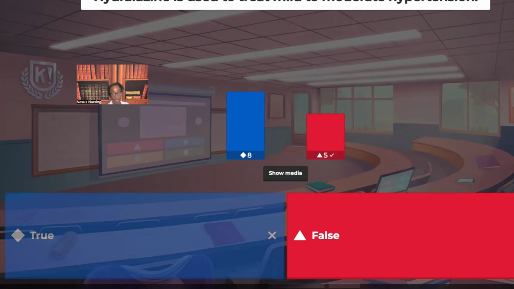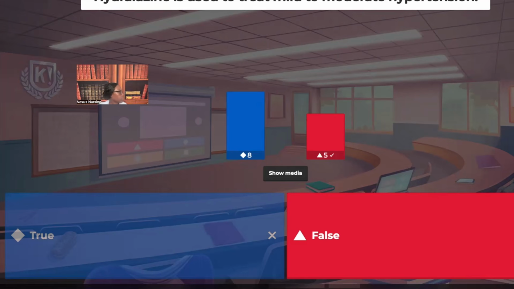Guys, it's false. More of you guys said true than false. This is absolutely false. You guys need to know this drug. You have to know hydralazine. Hydralazine is a direct acting vasodilator. This drug is strong. It's not your first or even your second go-to drug when it comes to being used as an antihypertensive agent because it's so strong. It's used for moderate to severe hypertension.